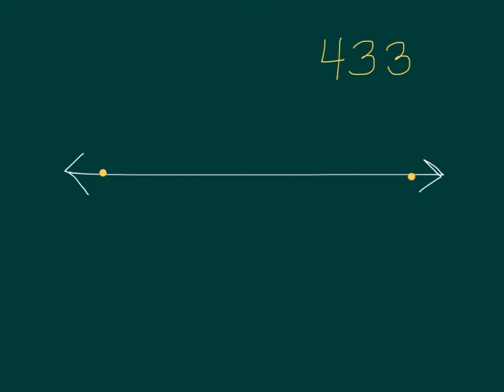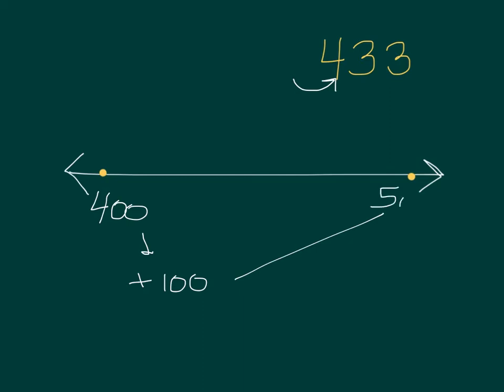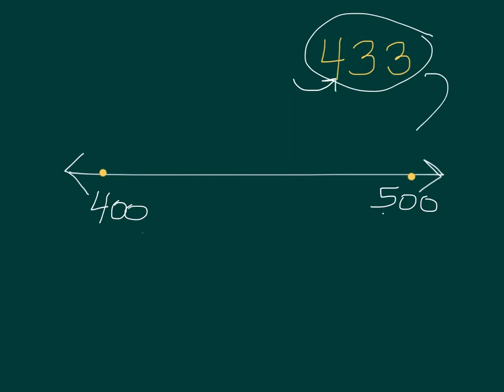Okay, let's try again. 433. So, the 4 in 400 makes my first number. If you think of 400 plus 100 more, that's going to give us our ending number, which is 500. So I have to set up my number line before I do anything else. Basically, rounding just means, what is this number closest to? Is this number closest to 500, or is it closest to 400?